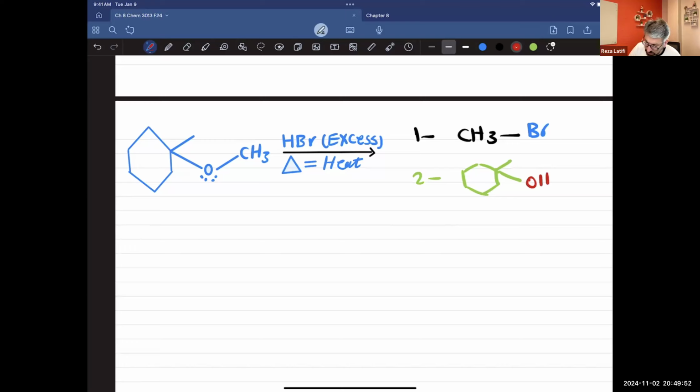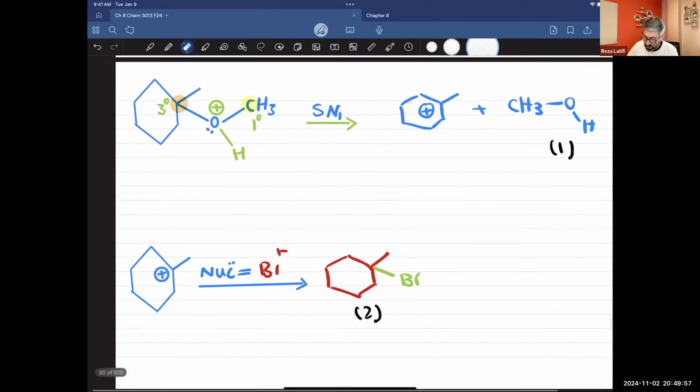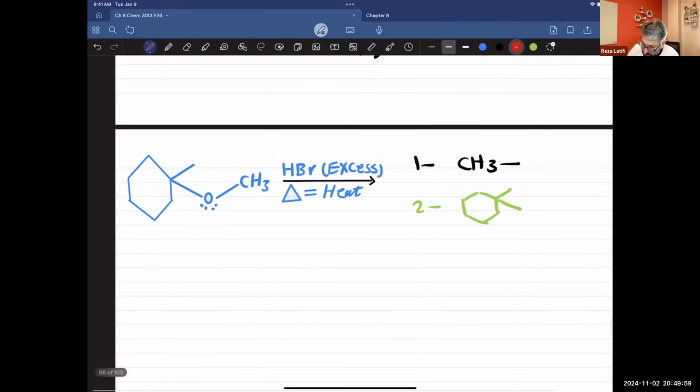I think I switched it. I'm sorry. Okay, so we said we have methanol and bromide. I'm sorry about it. We had methanol here, and this one is the bromide.